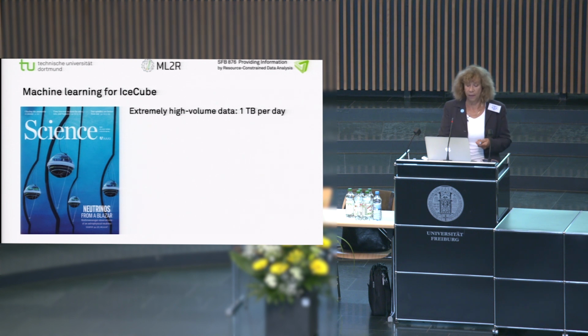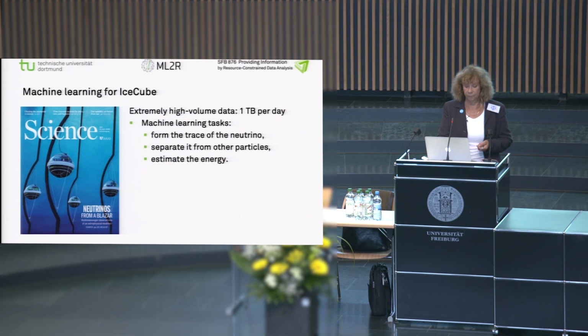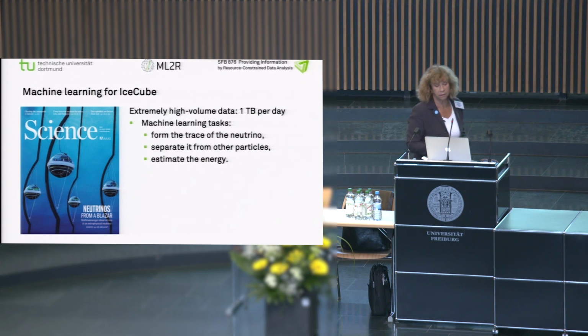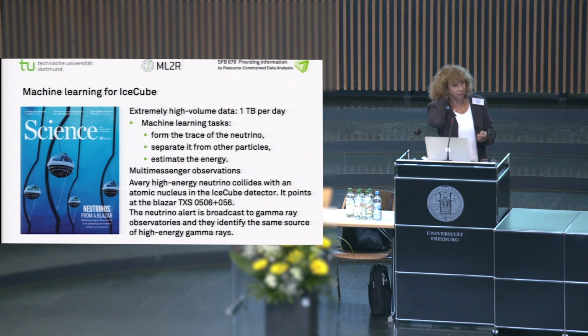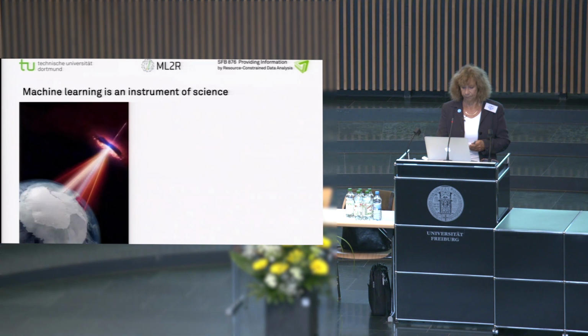Again, it is very similar. We have extremely high volume data, and our machine learning tasks are to form the trace of the neutrino coming through the ice and being measured by these optical elements, and then separated from all the other particles, and then estimate the energy. So it is similar. The biggest success, of course, you might know well, is this multi-messenger observation. That is, of course, very good. If the IceCube experiment at the South Pole and the Cherenkov telescopes measure the same thing, you can really show that these measurements were correct because they both found the same event.